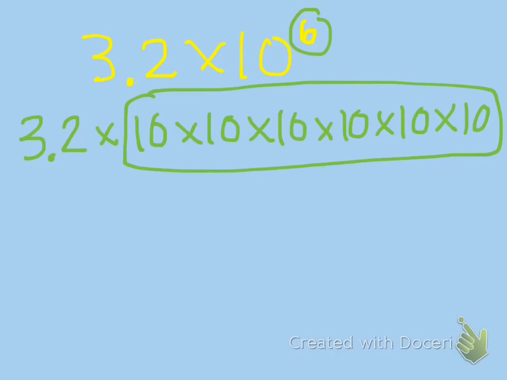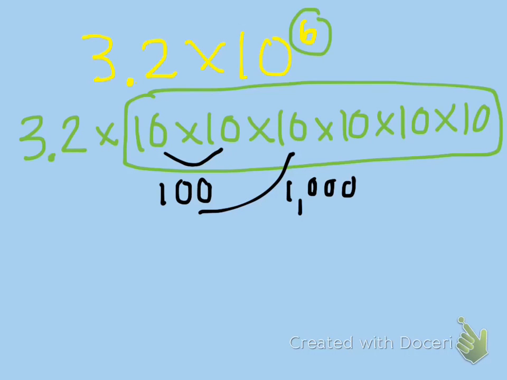Now, mathematicians decided that this got really old, because this would take such a long time. You would have to do 10 times 10, which is 100, then 10 times 10 times 10, which is 1,000, and so on and so on. You can see how this would take a long time whenever you had a problem like this.